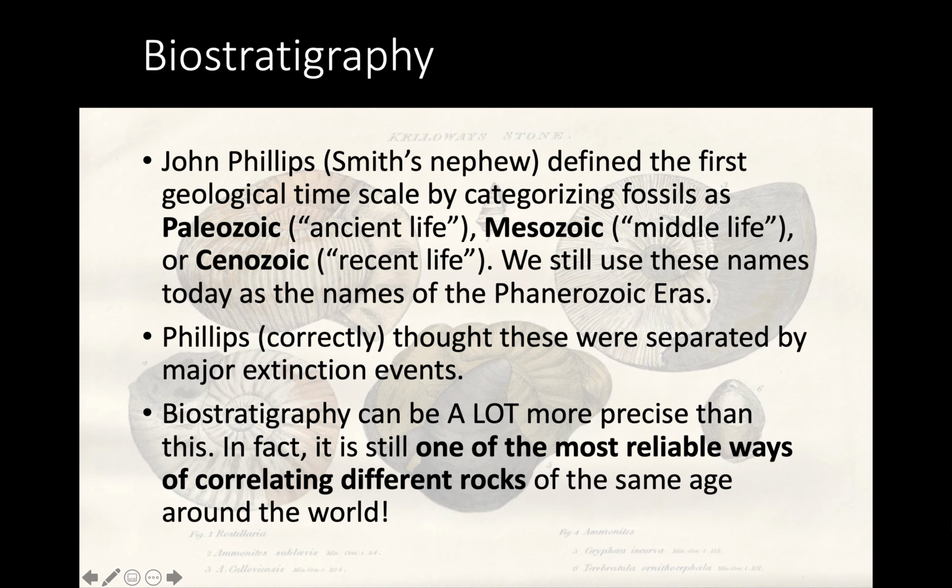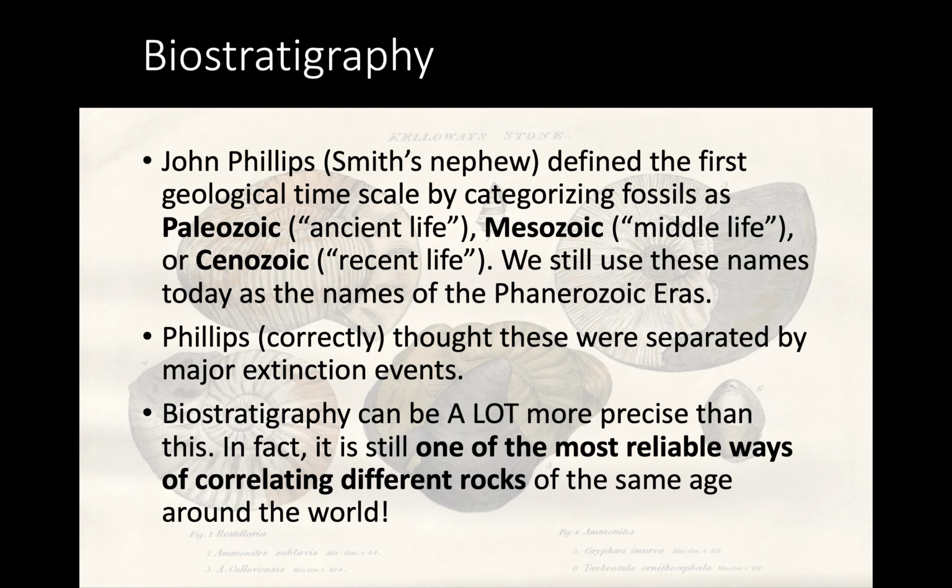So John Phillips, William Smith's nephew, took up what William Smith didn't get to, and he defined the first units on the geologic time scale: Paleozoic, Mesozoic, and Cenozoic, meaning ancient, middle, and recent life, respectively. We still use those names today. As I'm sure you're aware, you're probably familiar with these words already. We still use these names for the Phanerozoic eras. All right, so the Phanerozoic is an eon, and these are the 3 eras within it.